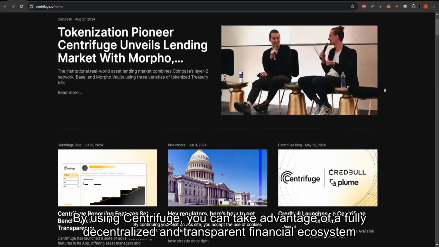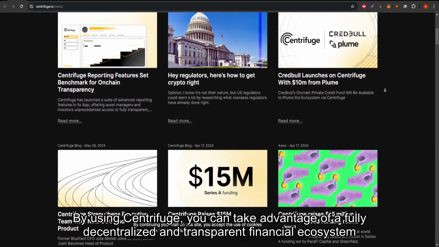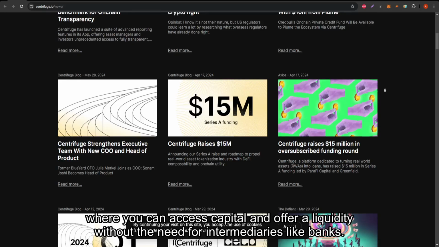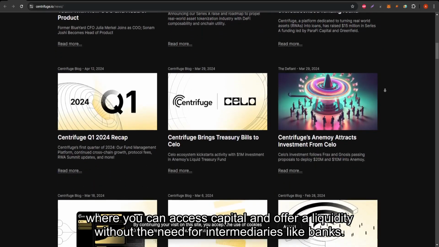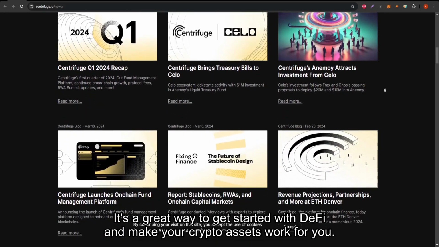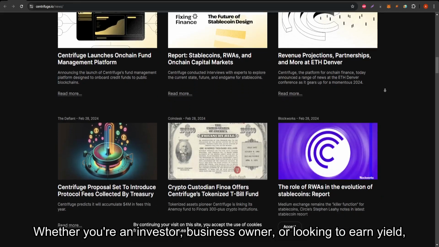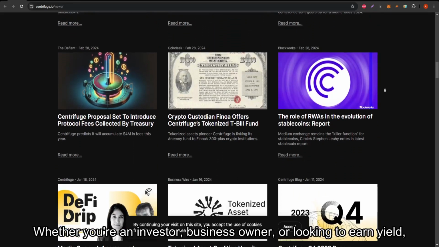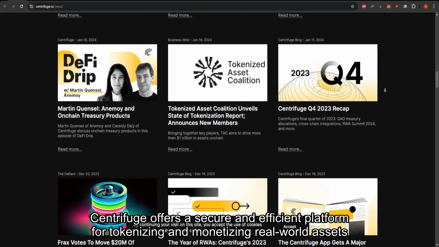By using Centrifuge, you can take advantage of a fully decentralized and transparent financial ecosystem, where you can access capital and offer liquidity without the need for intermediaries like banks. It's a great way to get started with DeFi and make your crypto assets work for you. Whether you're an investor, business owner, or looking to earn yield, Centrifuge offers a secure and efficient platform for tokenizing and monetizing real-world assets.